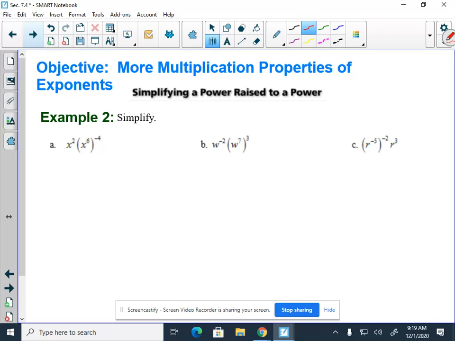All right, this one is a little different now. Now we've got to add a few things in. First of all, I want to deal with the parentheses because there are rules in math. The PEMDAS rules. Parentheses need to be dealt with first. So I'm going to deal with this piece first. I'm going to leave the x to the 2. And over here, I'm going to take this one, and I'm going to multiply. 6 multiplied by negative 4 is negative 24. Okay? So the rule of the day is we multiply those exponents. So I've multiplied the exponents first.